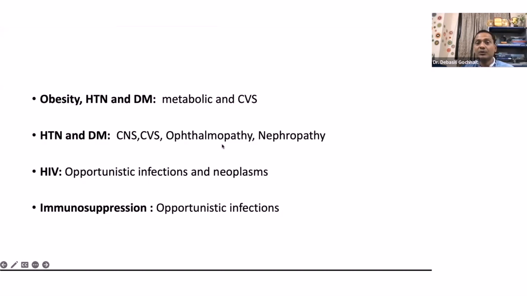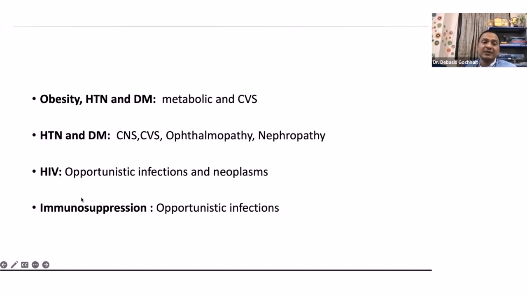In ophthalmology, because of diabetes, you can have proliferative retinopathies. Because of hypertension, you can have hypertensive retinopathy. In the kidney, again, you can have nephropathy also related to hypertension and diabetes. So whenever these things are given, these are helpers and guiders, which will not confirm, but they will lead you in a certain direction.